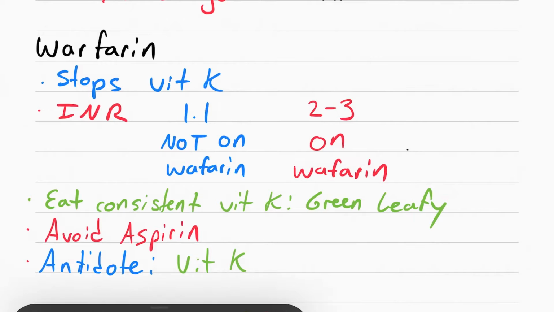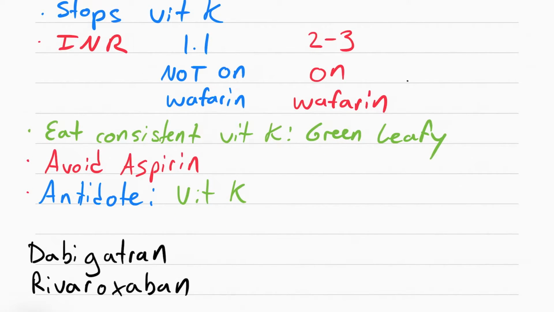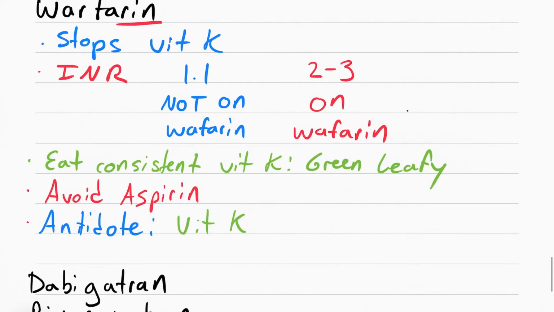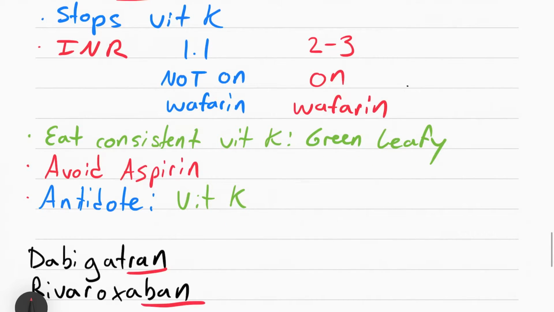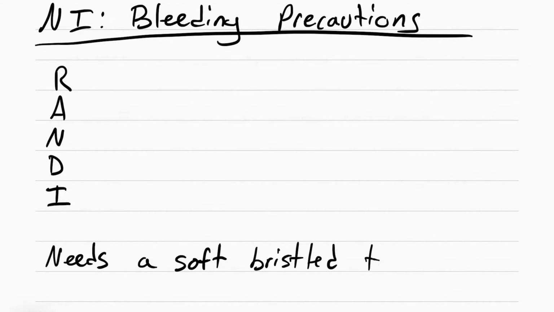The other anticoagulants that can be given for AFib and Flutter are dabigatran and rivaroxaban. Look how they all end in rin, ran, and ban. The nursing interventions for patients on anticoagulants are bleeding precautions. And how you're going to remember this is Randy. Randy needs a soft, bristled toothbrush.